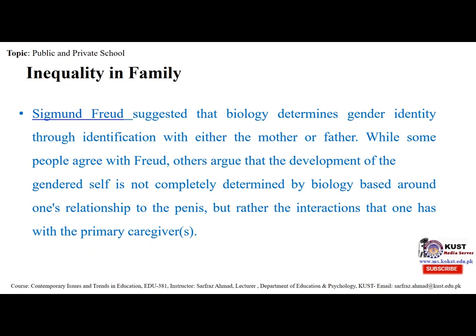Sigmund Freud suggested that biology determines gender identity through identification with either the mother or father. While some people agreed with Freud, others argued that the development of the gendered self is not completely determined by biology based around one's relationship to the penis, but rather the interactions that one has with the primary caregivers.